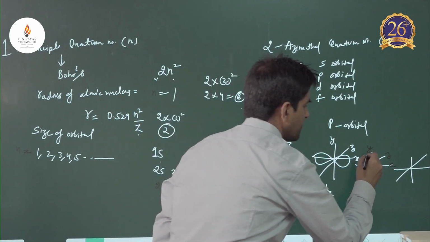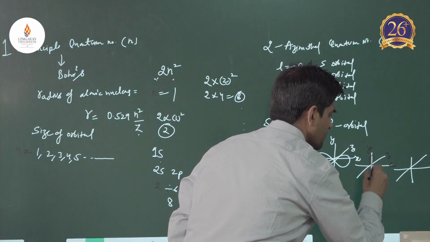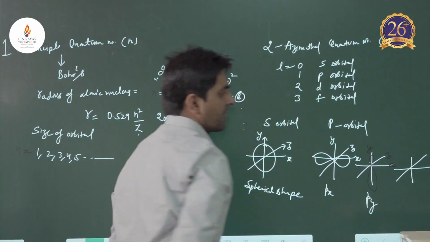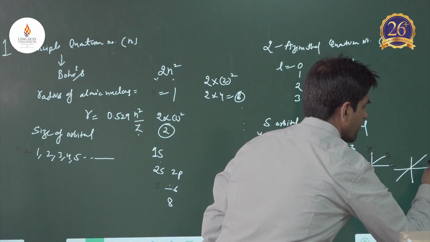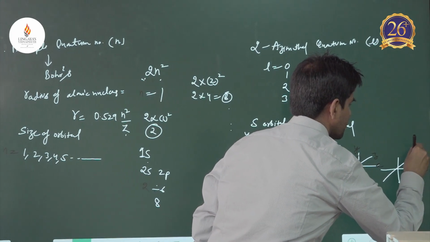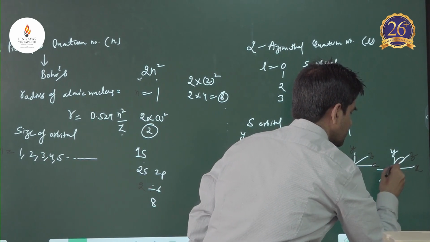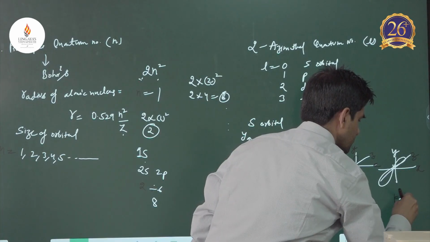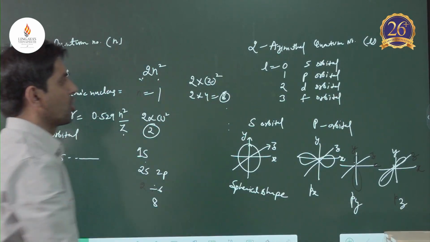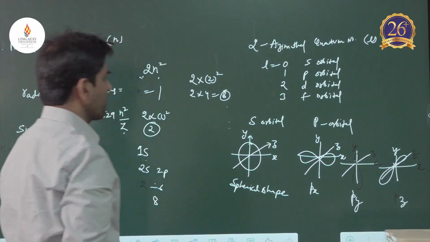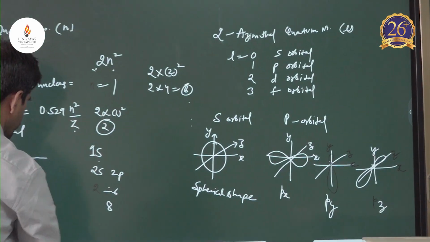That is py orbital, and the third one is pz orbital, x, z and y. So there are 3 p orbitals. Now let's discuss the d orbital. The shape of d orbital is double dumbbell.